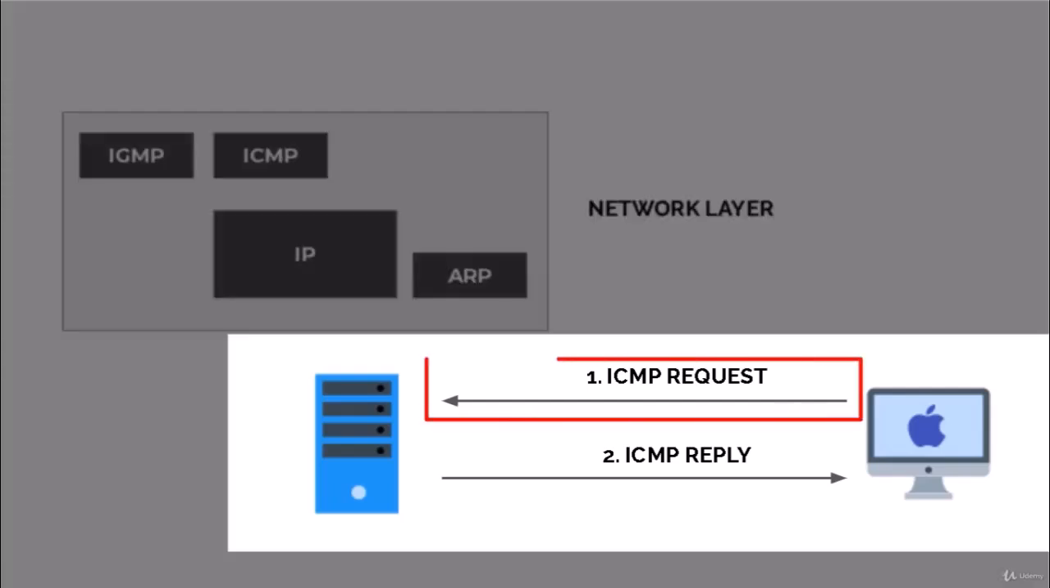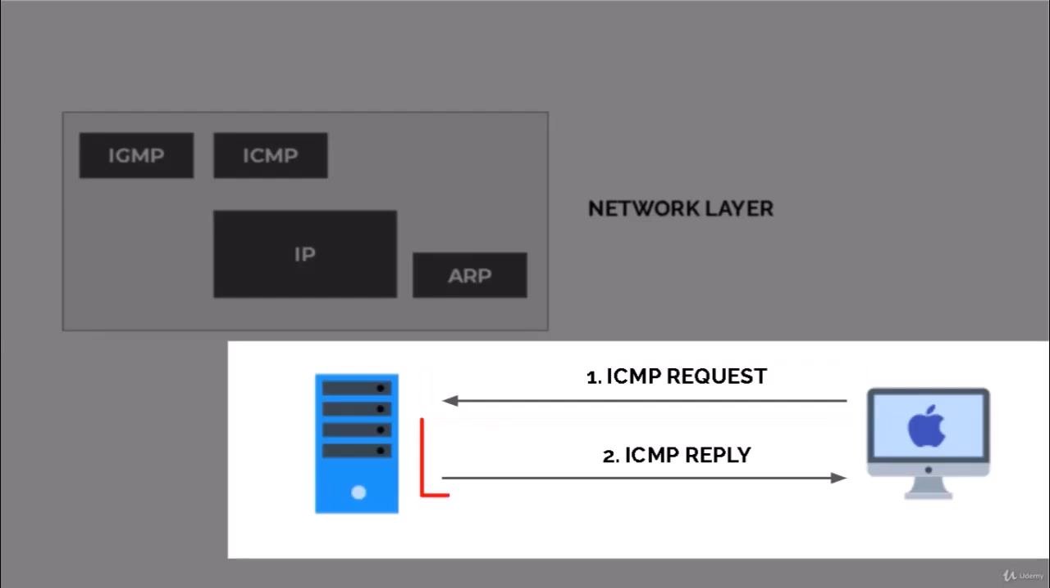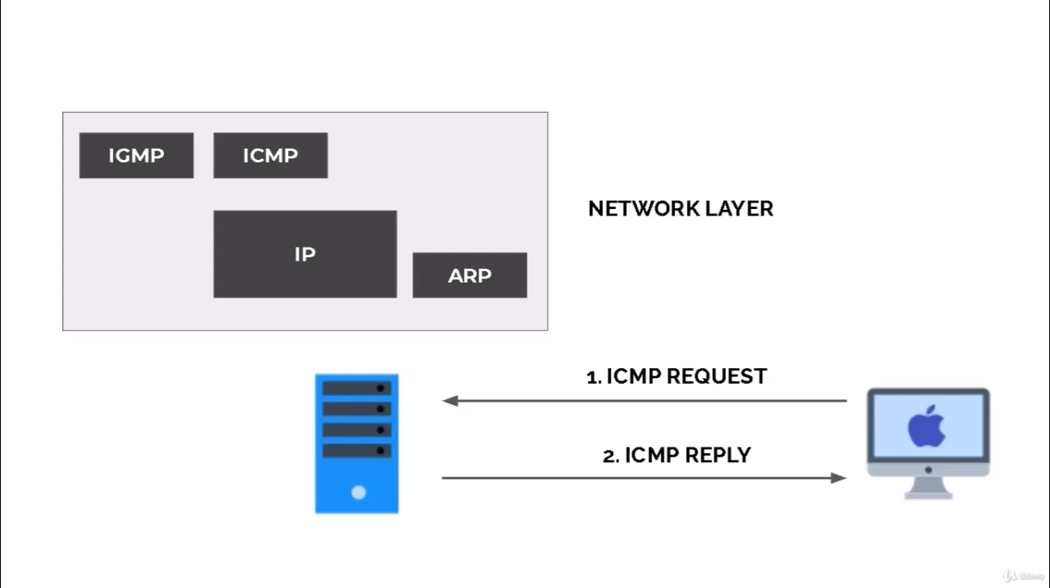So you can see the client sends the ICMP request message to the server and the server replies back with an ICMP reply. ICMP works together with IGMP, IP, and ARP in the network layer also.